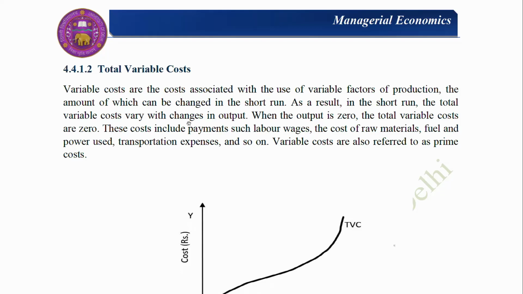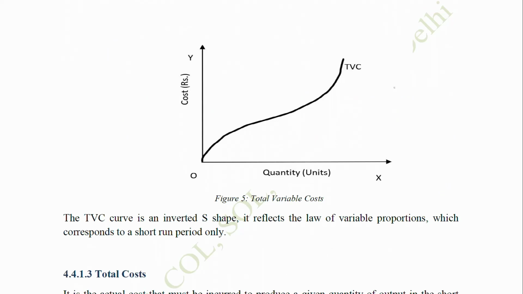These costs include payments such as labor wages, the cost of raw materials, fuel and power used, transportation expenses, and so on. Variable costs are also referred to as prime costs. Figure 5 shows that the total variable cost curve is an inverted S shape. It reflects the law of variable proportions, which corresponds to a short run period only.